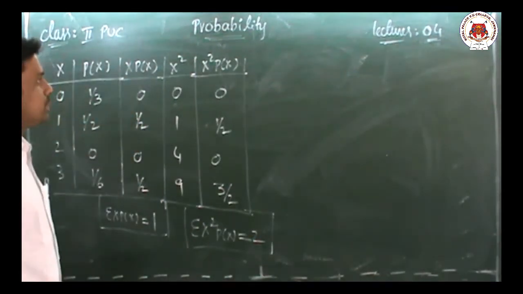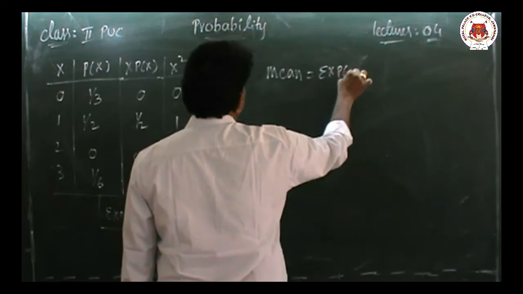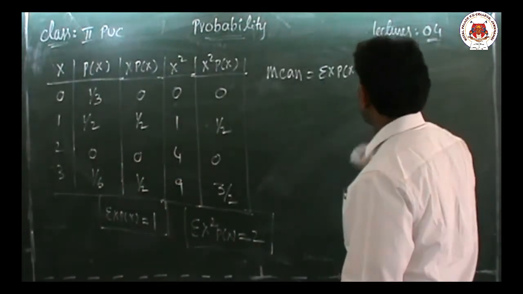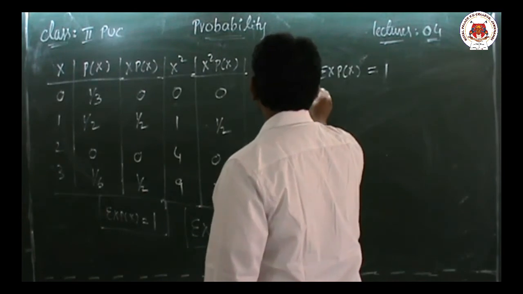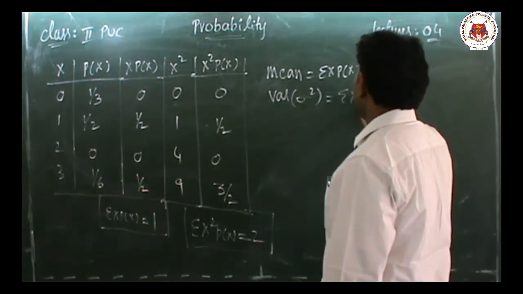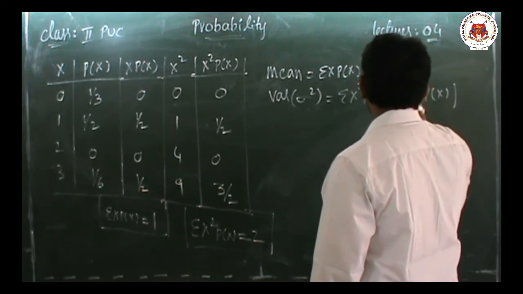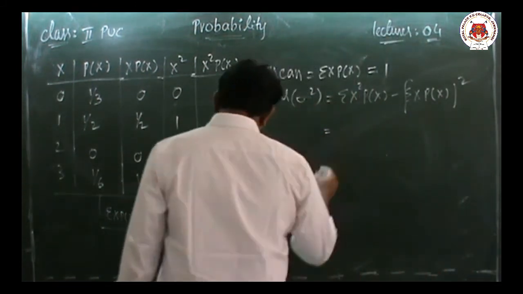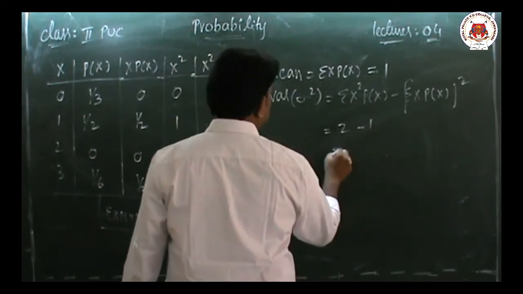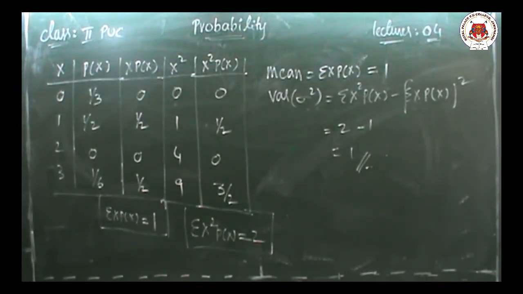Now my dear children, first of all he asked to find the mean. So what is the mean formula? Mean is equal to summation of x into p of x. Answer 1. Next he asked for variance, this symbol is nothing but variance. What is the variance formula? Summation of x square into p of x minus the square of summation of x into p of x. So this is the answer 2 minus this is the answer 1. 2 minus 1 is nothing but 1. So the answer is 1. In this manner we will find it out, and we will go to the last and final question.